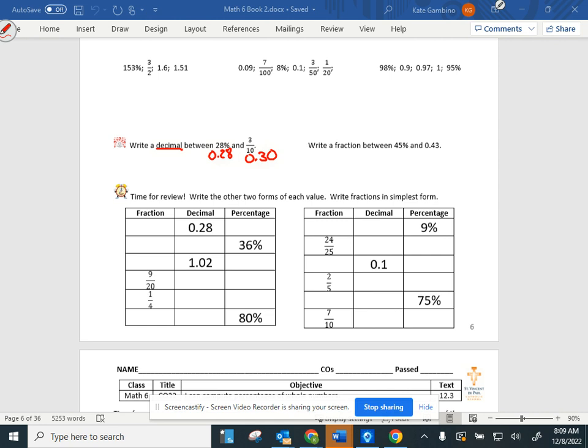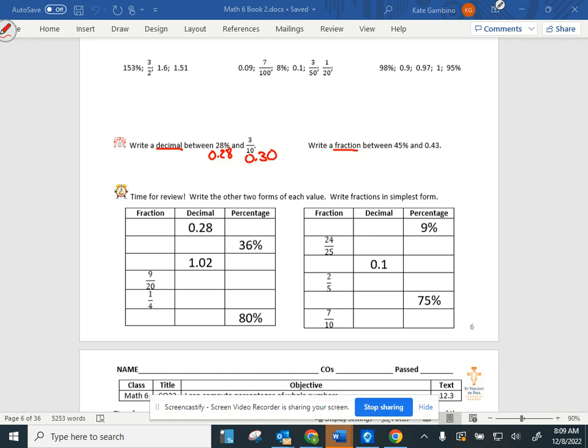So write the decimal that's in between them. Then it says write a fraction between 45% and 43/100. What do you think we want to convert those into, Nolan? Fractions. And then write a fraction that comes in between those two.